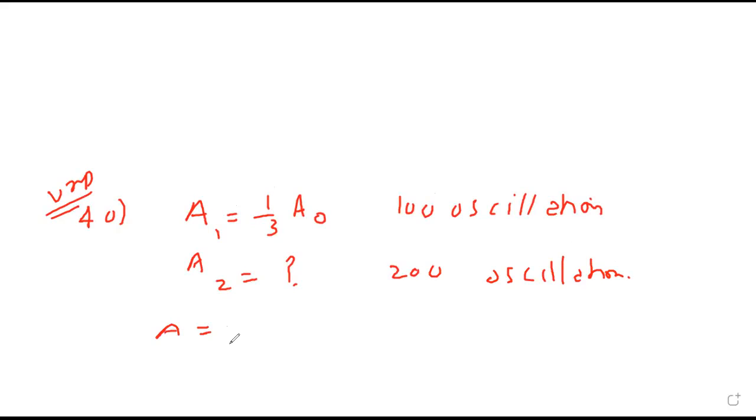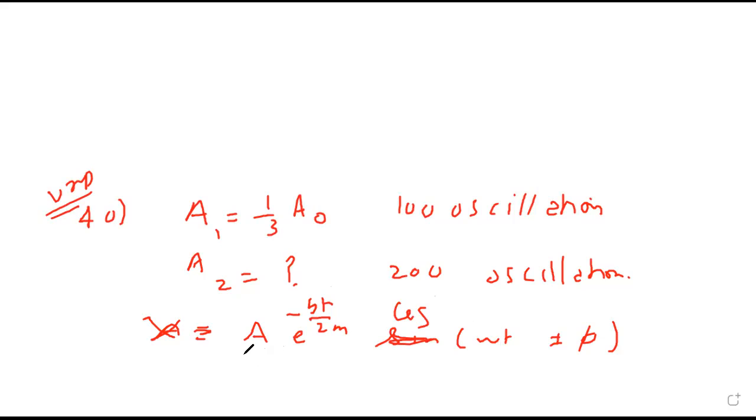What is formula for amplitude? Are you remembering? In damped oscillation, वो क्या आया था? x equals to A e raised to minus bt upon 2m times sine omega t plus cos of omega t plus or minus phi. Are you remembering this? Okay, so ये अपना resultant amplitude.